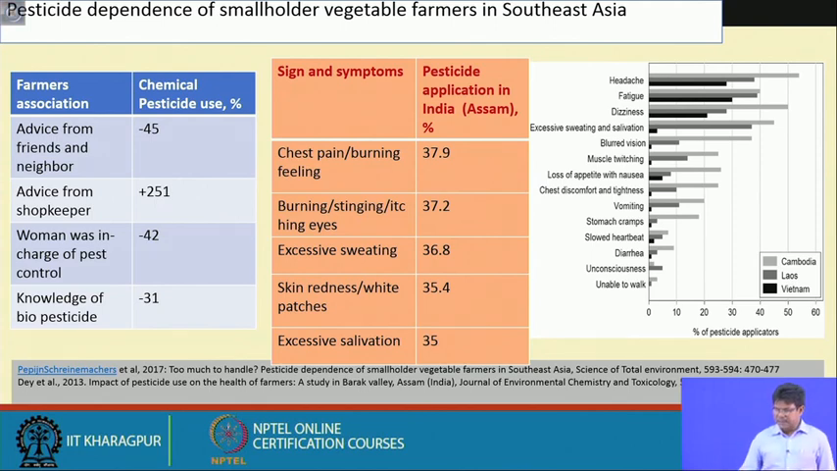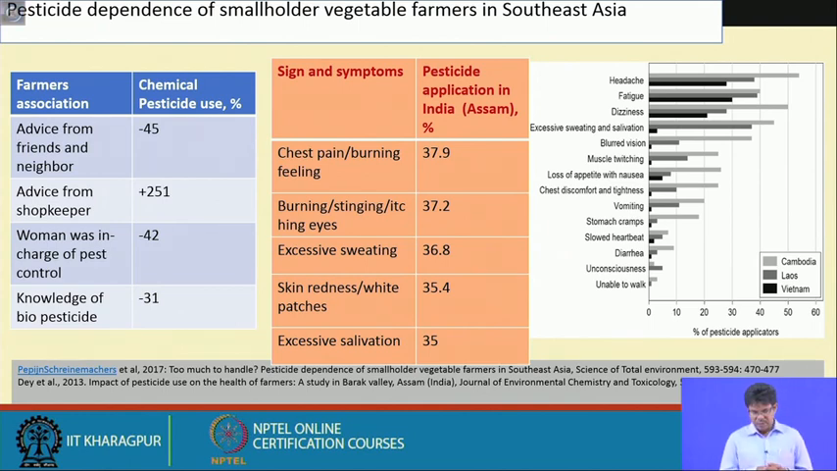And on this right-hand side you can see the research information collected, where around 300 to 900 farmers were interviewed about what type of symptoms or complaints they have after application of the pesticide. These are the signs and symptoms among pesticide applicators in percentage, in India, in Assam. You can see chest pain and burning feeling, around 38% of farmers complain. There is chest pain or burning immediately after application of the pesticide, probably because they do not use precautionary measures.